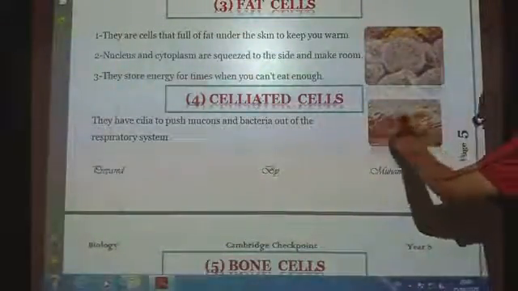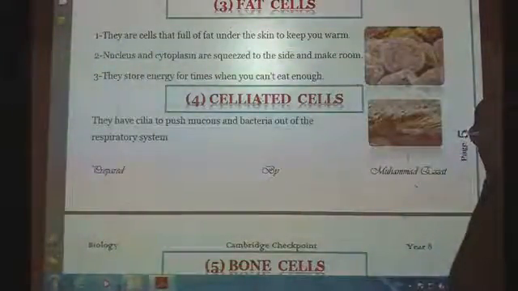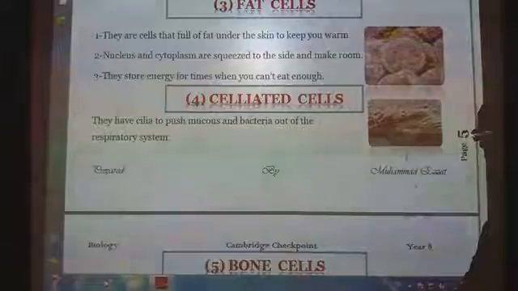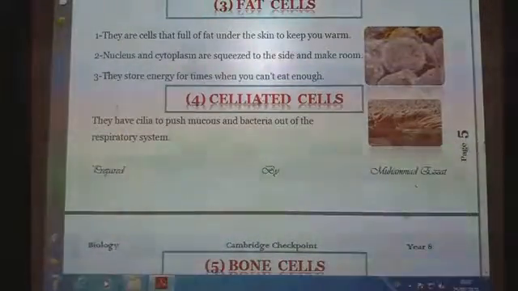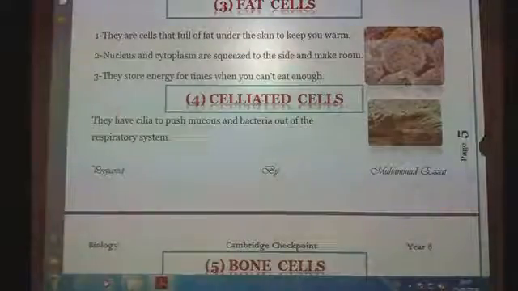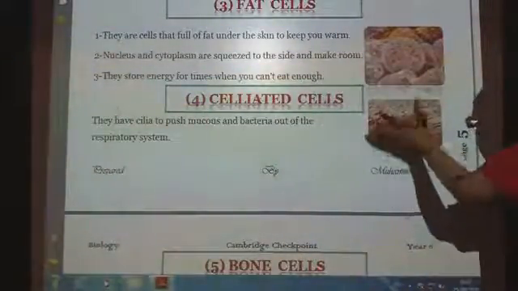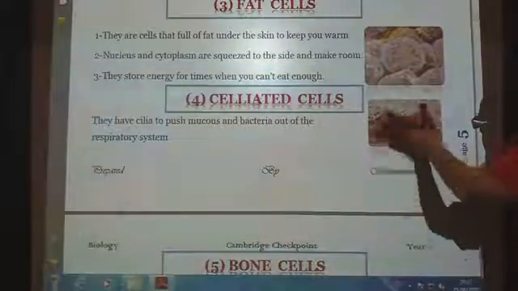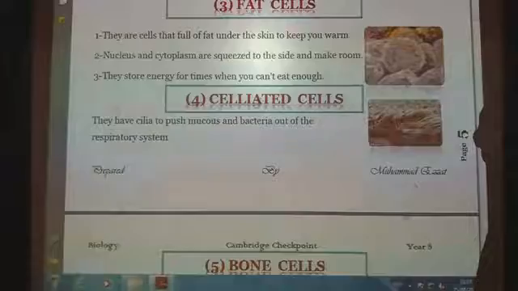These ciliated cells are found in the bronchus, inside the trachea, to sweep out any strange objects before entering the two lungs. The ciliated cells, or the cilia here, push the microbes and bacteria and any dirt or dust before they enter the respiratory system.